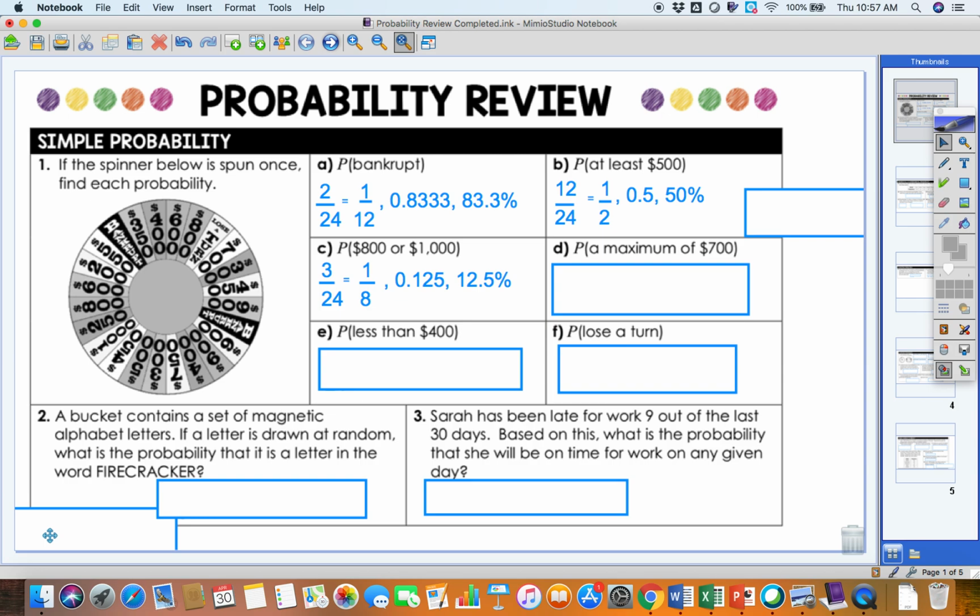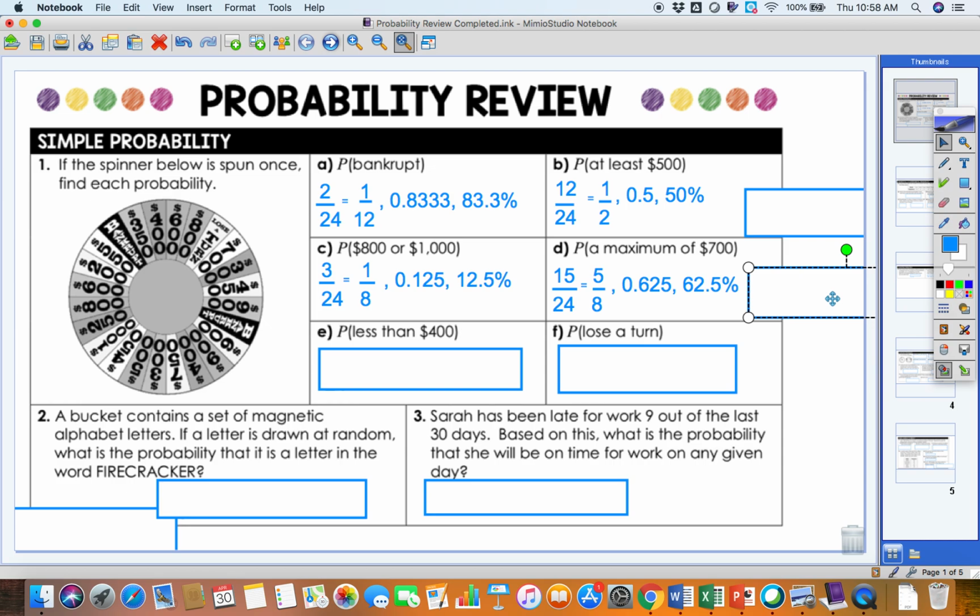On D, we want the probability with a maximum of 700. 700 is a maximum of 700, so we would count every space that has 700 also. So we have 1, 2, 3, 4, 5, 6, 7, 8, 9, 10, 11, 12, 13, 14, 15. And the key here, guys, is to pick one space and just make the circle. So 15 out of 24 reduces to 5/8, which is 625 thousandths or 62.5%.